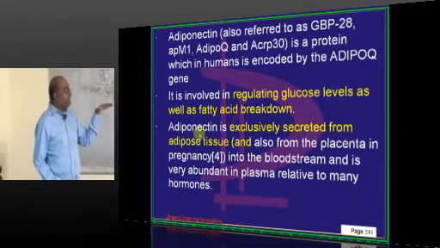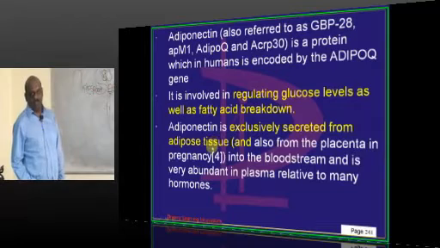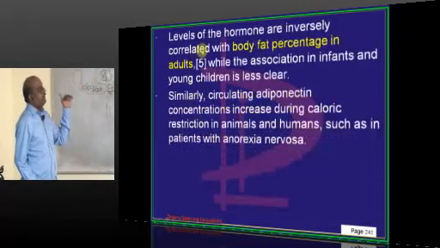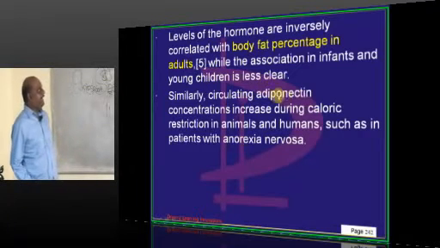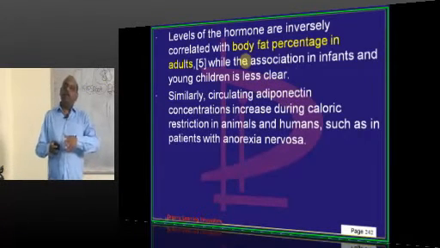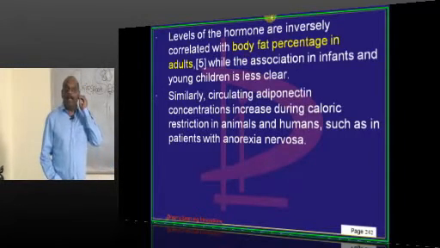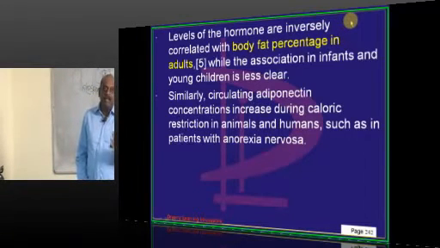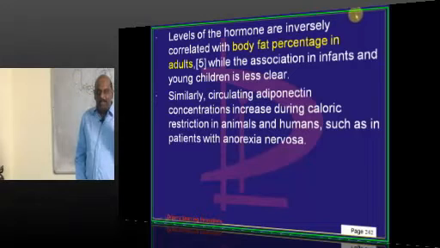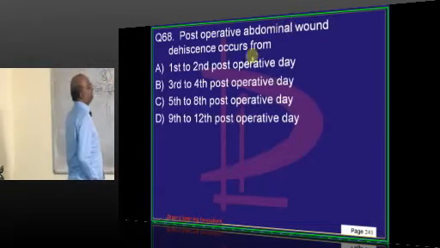Adiponectin regulates the glucose levels as well as fatty acid breakdown. It is produced by the adipose tissue, and the level of this hormone is inversely correlated with the body fat percentage in adults. In fact, adiponectin has pleiotropic effects. A lot of effects are there for adiponectin. But if you look at the high yield topic list, ghrelin or gherlin, what you call, then adiponectin, once more in the obesity pathophysiology, a lot of questions are asked. So that is the reason that way becomes a high yield area.